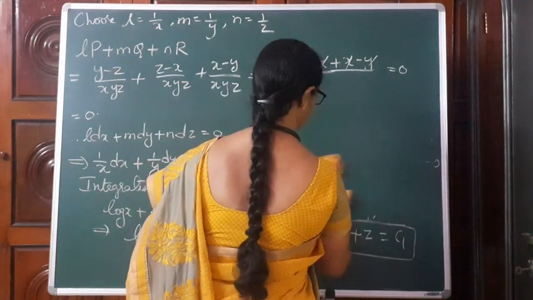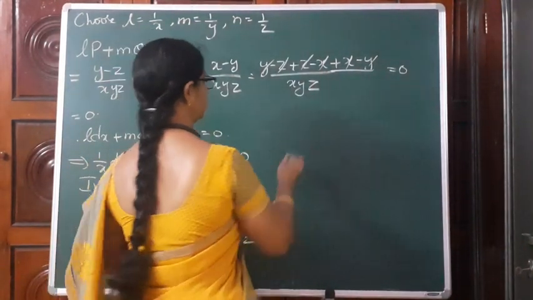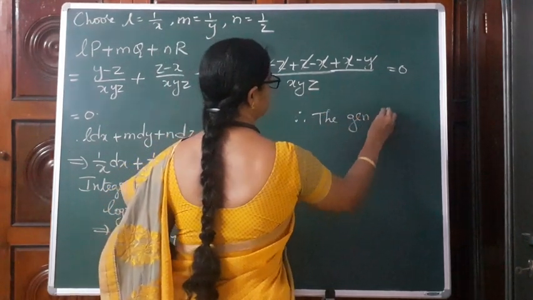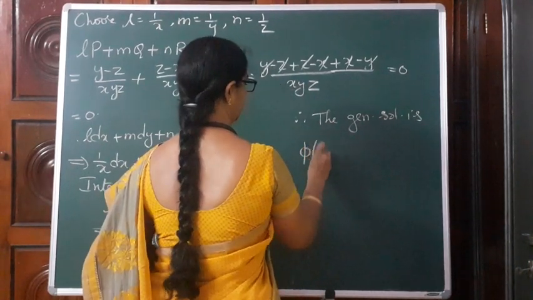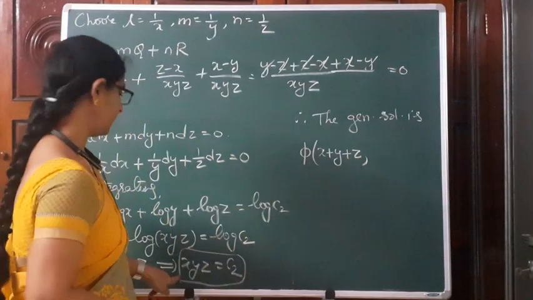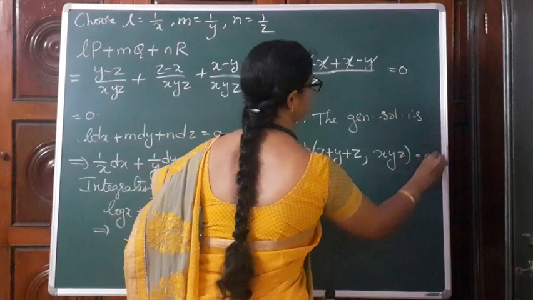Therefore the general solution is given by phi of (x plus y plus z, xyz) is equal to 0.